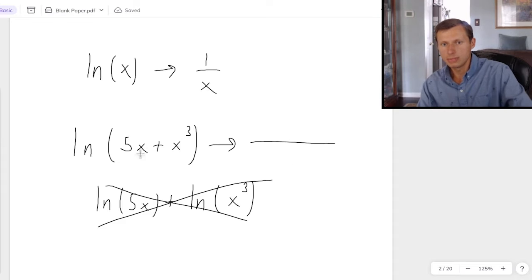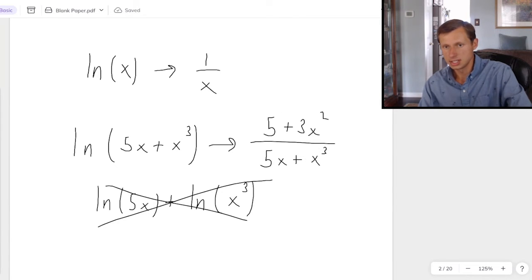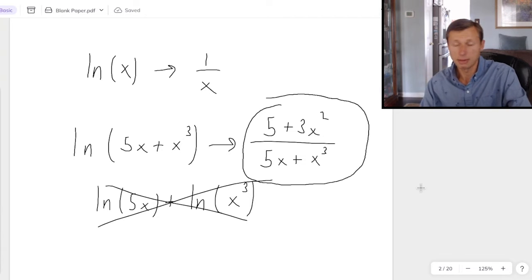But don't worry, the derivative for this is very easy. You just put the derivative up top. In other words, 5 plus 3x squared is the derivative of the thing in the parentheses, and then in the denominator just goes my original 5x plus x cubed. And in case you're curious, this does not simplify, and so this would be my final answer.